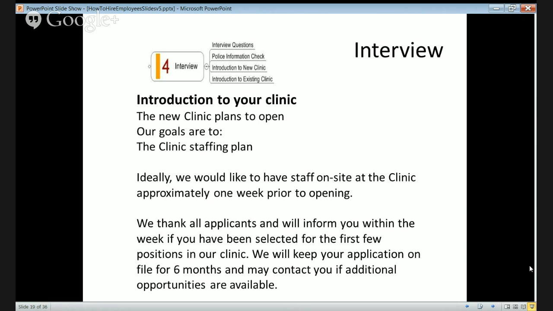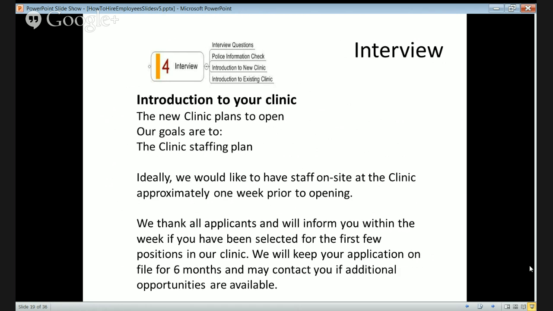So use the introduction letter to provide the candidate additional information about your practice. You may also want to add brochures, business cards, for example, from your practice. What are your practice goals and objectives? What changes do you anticipate over the next year?